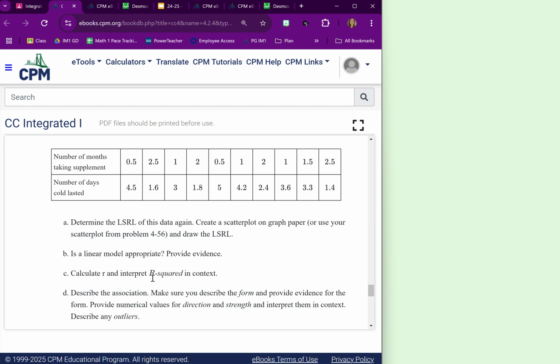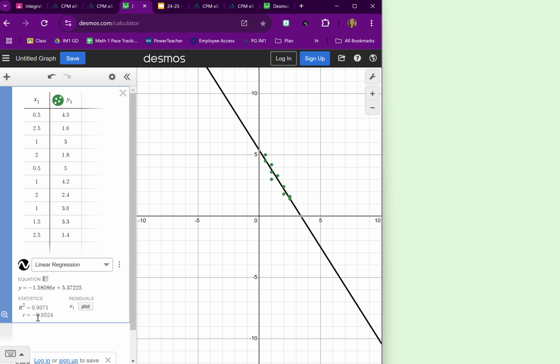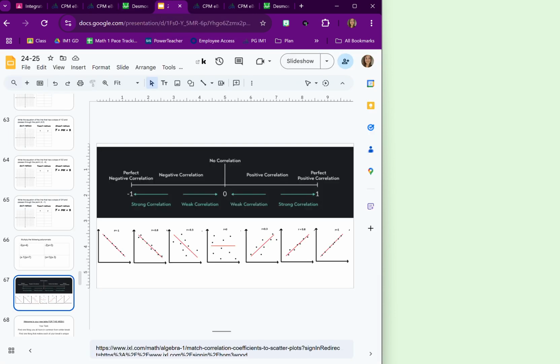Calculate R. R squared we're not going to focus on. On future tests, I will ask you about R though. Okay, so calculate R and interpret it in context. Our R value is down here, negative 0.9. So the negative tells us that it's a negative correlation, which we can see from the negative slope. And then 0.9 describes how clustered our data is.